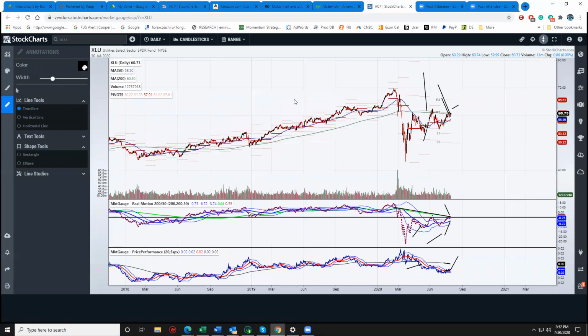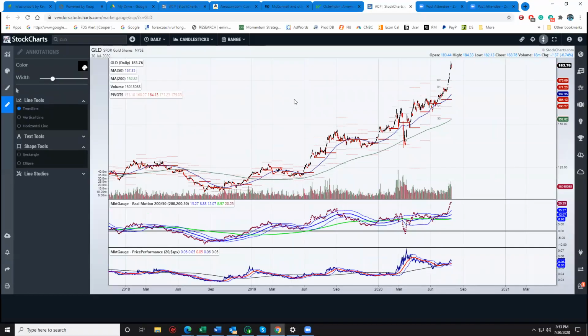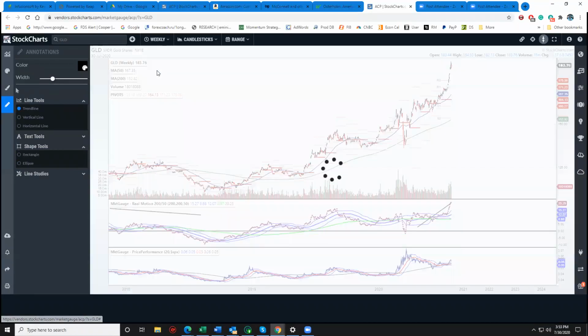Now, let's take a look at another chart. We like to look at gold versus the S&P as well. So one thing you can see is, let's go through here, what's happening with the real motion indicator. You can see we've got some of the strongest momentum that we've had in quite some time. And actually, what I'm going to do is move this to a weekly chart.